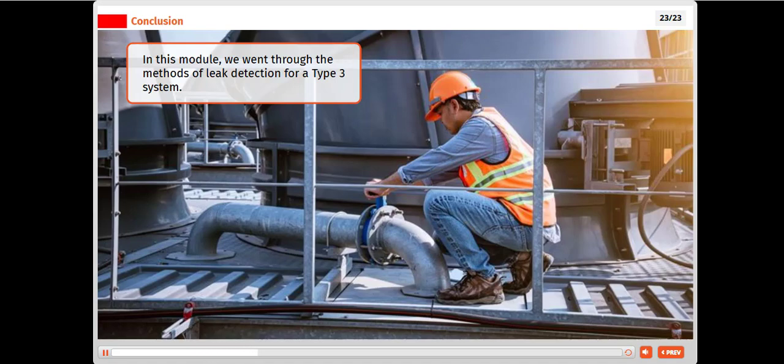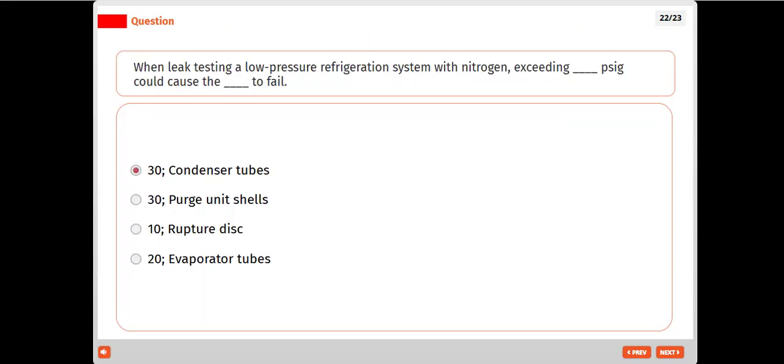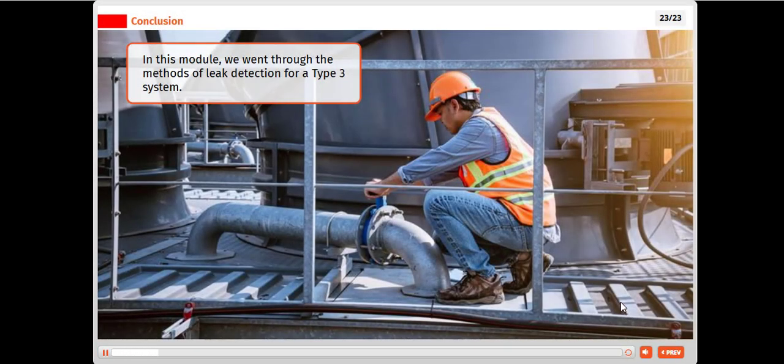In this module, we went through the methods of leak detection for a Type 3 system. When leak testing low pressure refrigerant system with nitrogen exceeding 10, the rupture disk will fail. In this module, we went through the methods of leak detection for a Type 3 system.